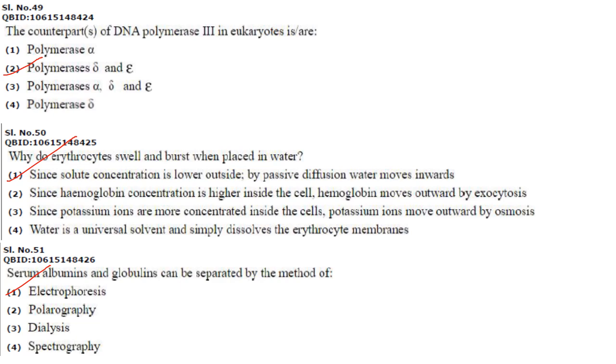And globulins, there are 5 globulins: alpha 1, alpha 2, beta 1, beta 2 and gamma. Of these, the gamma fraction globulin is found closest to the negative electrode. So you can separate albumin and globulin by electrophoresis.